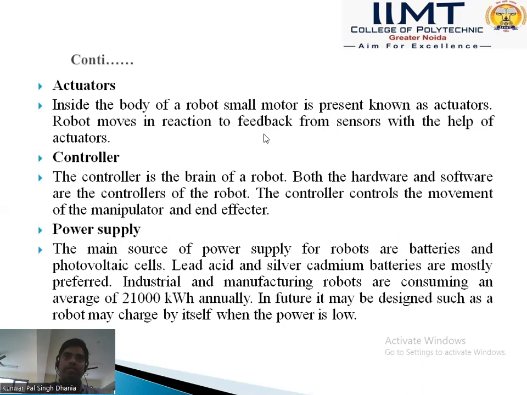Robots move in response to feedback from sensors with the help of a controller. Controller means it is the brain of the robot. Both the hardware and software are the controller of the robot. The controller controls the movement of the manipulator and the end effector. The final part is the power. Without power, there will be no movement in the robot. So power is also a main important part. The main sources of power supply for robots are batteries and photovoltaic cells. So power is also a part of the robot.